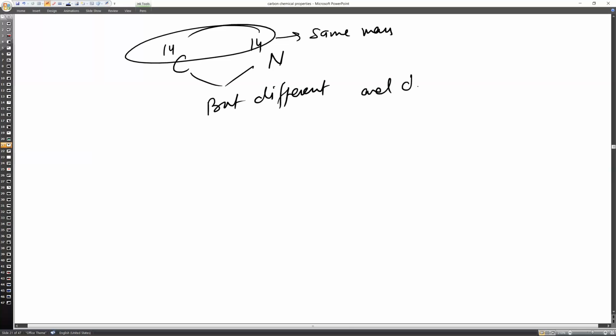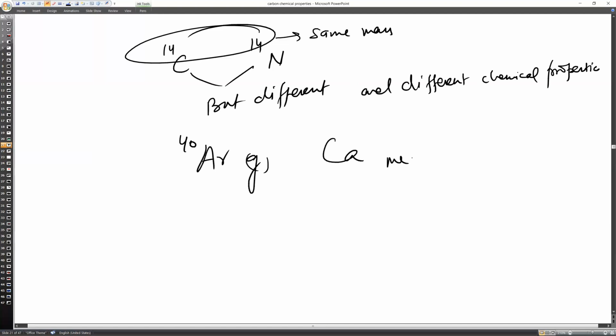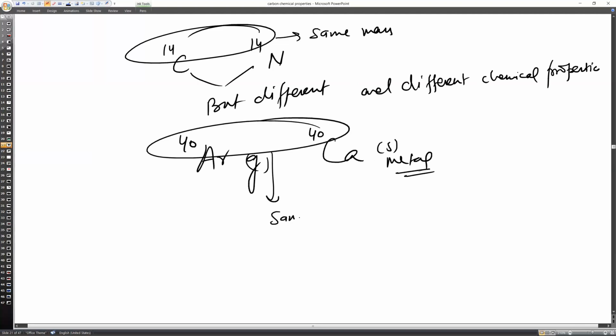And different chemical properties. Like in another example, argon, which is a gas, has 40 mass. And calcium, which is a metal, conducts electricity and is solid. It also has 40 mass. So they have the same mass, but still different chemical properties.